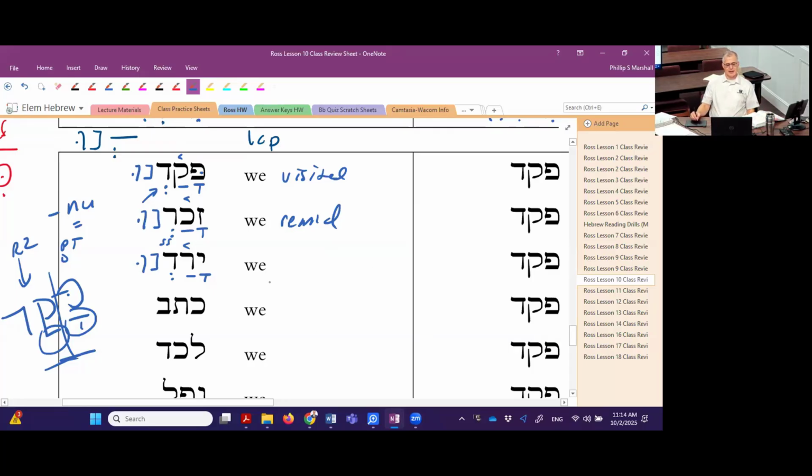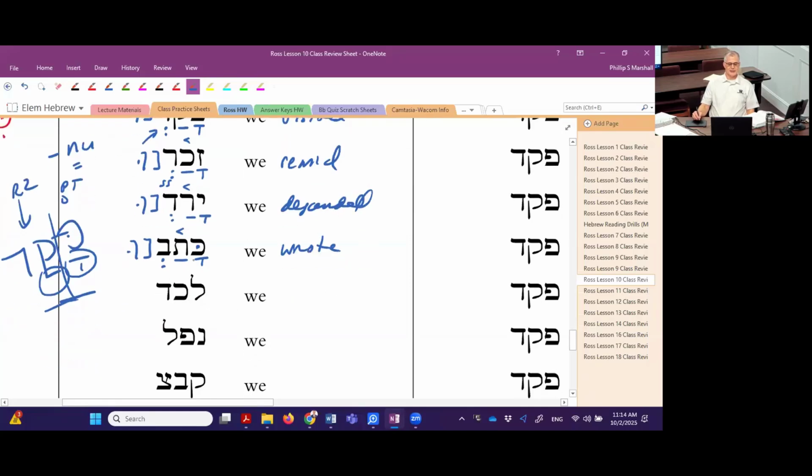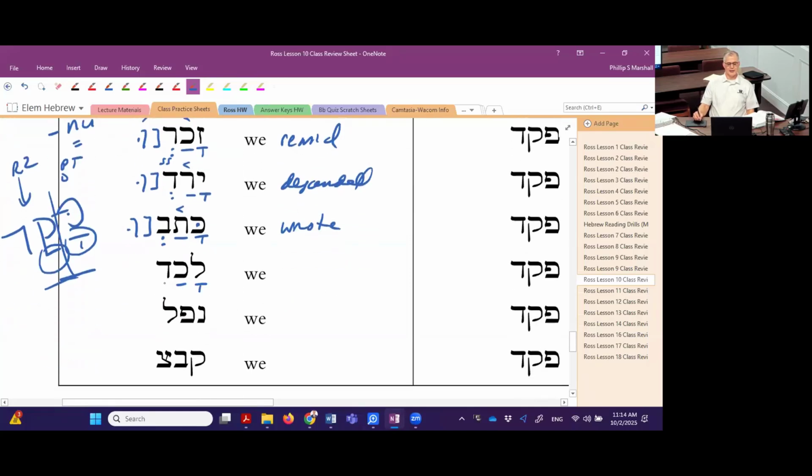All right. So what does kathab become? Oh, actually, yaradnu means we descended. Okay, great. Kathab becomes kathab what? Kathab nu. Good. Accent on the second consonant. Kaf gets dagesh lene. We what? We wrote. So lahad becomes lahad nu. Lahad. Silent shava. Had nu. Accent where? Root two. We what? We captured.